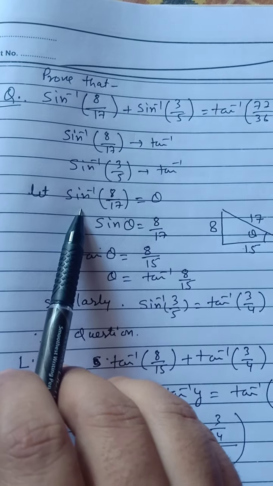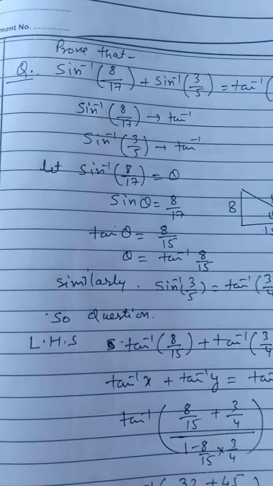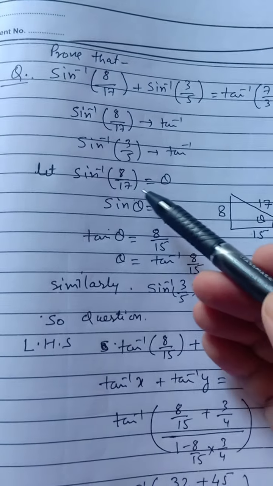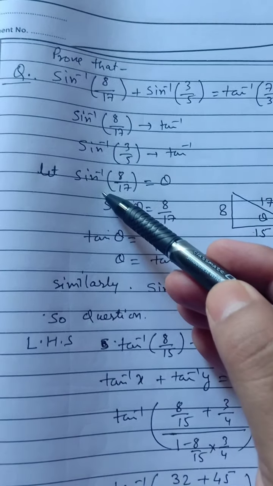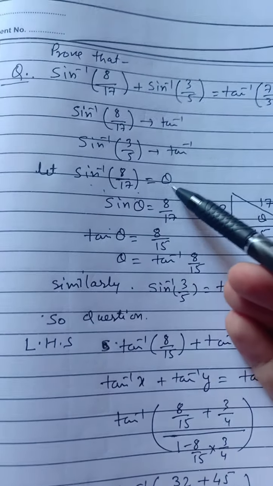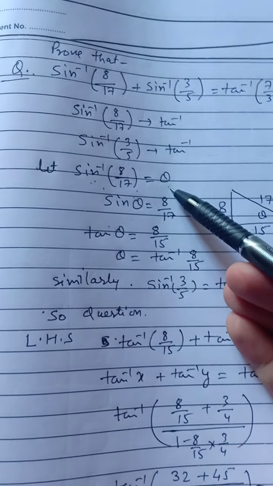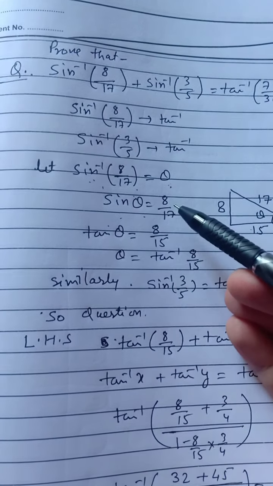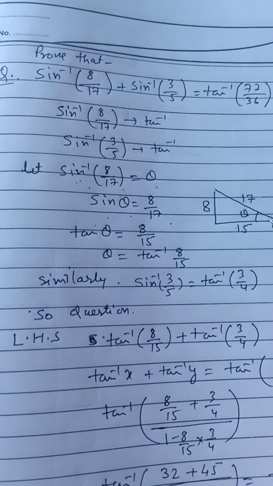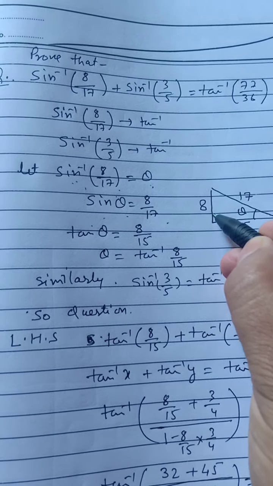Yesterday I told you how to convert one inverse trigonometrical function into another inverse trigonometrical function. So first we will put sin inverse 8 upon 17 as theta. Sin will go to the right side, so that becomes sin theta is equal to 8 upon 17. Now we'll make a right angle triangle, putting one angle as theta.